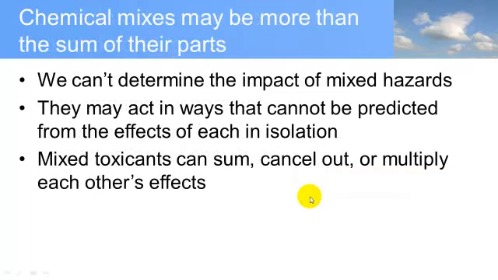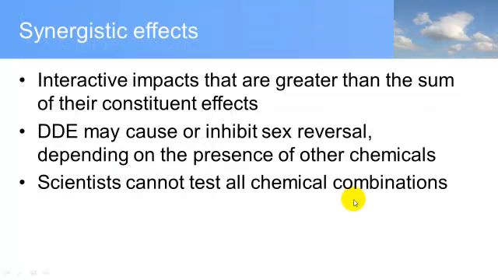And of course, as I said before, it'd be really great if everybody was just exposed to one chemical. That would really make this type of research very easy. Unfortunately, we're all exposed to lots of different chemicals, and we don't even always know what the effect of different combinations of chemicals can have. Some of them may cancel out or even multiply each other's effect. This is called a synergistic effect, where the impacts are greater than the sum of their constituent effects.